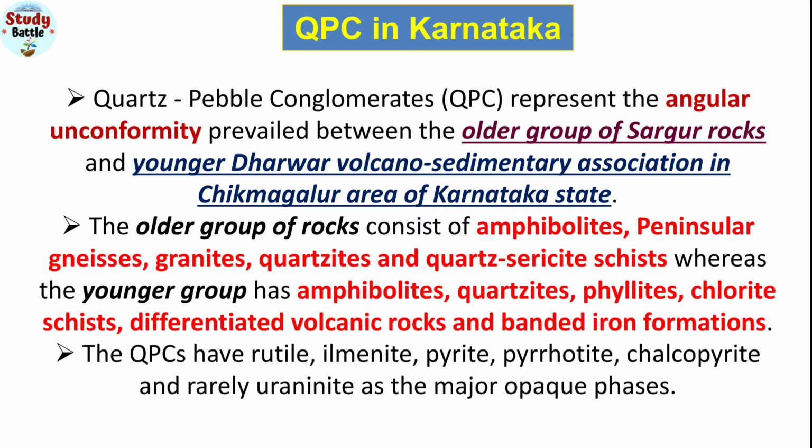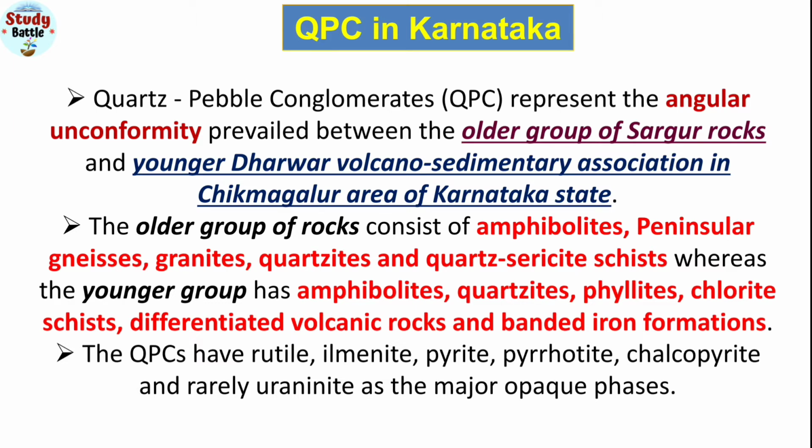The Dharwar volcano-sedimentary rocks are there in the Dharwar system or Dharwar Supergroup, associated with the Chikmagalur area in Karnataka state. This is a very important point for you to understand. It shows the angular unconformity between the Sargur schist belt and the Dharwar system. In between these two rocks, this QPC is oriented.